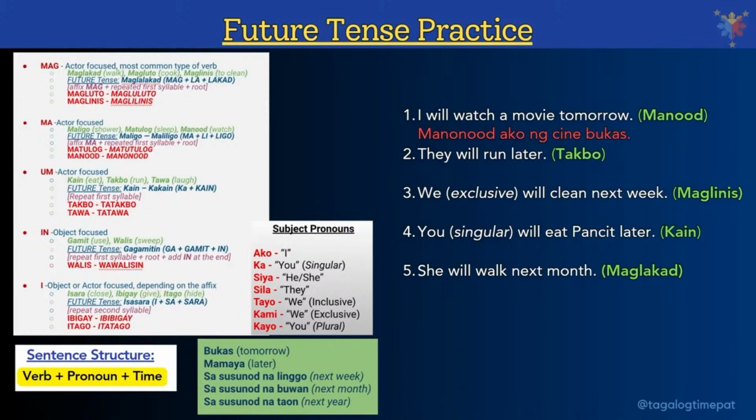Again, if you're going to add an object, it would just go right before time. So you give it a try. You can pause the video now if you need. You do numbers 2 through 5 and we'll go over them in just a bit.